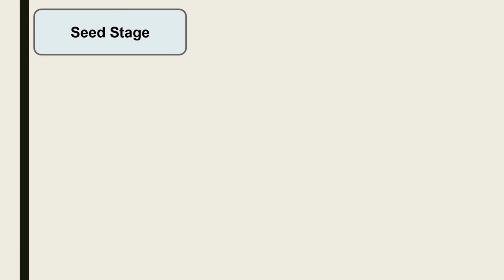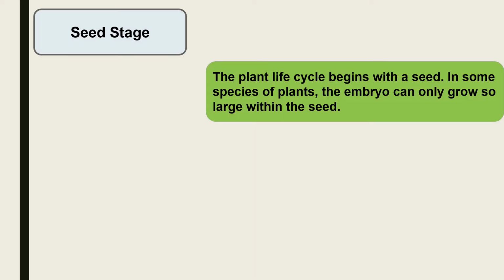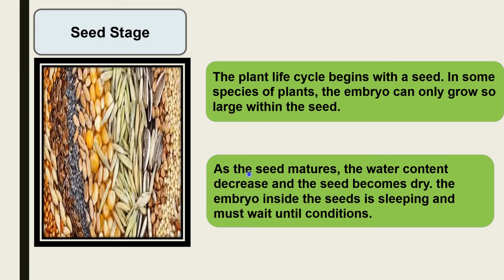Seed stage. This is the first stage. First, the plant life cycle begins with the seeds. In some species of plants, the embryo can only grow so large within the seed. As the seed matures, the water content decreases and the seed becomes dry, and the embryo inside the seed is sleeping and must wait until conditions are right.